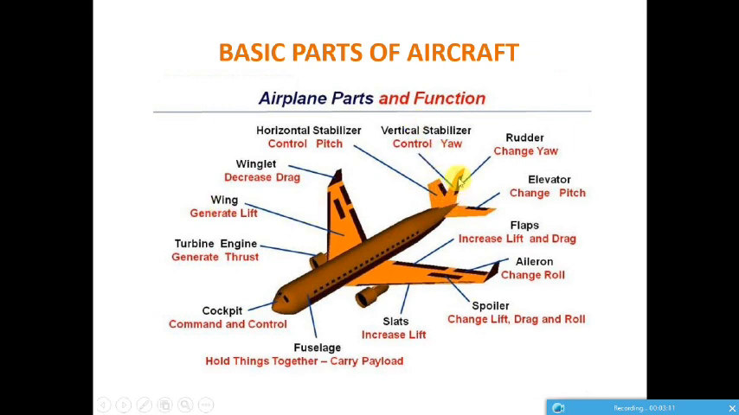The surface which you see here is the vertical fin or vertical stabilizer, and the small black surface behind it is called the rudder. The rudder serves the purpose of changing the yaw, I mean to turn the nose to the right or to the left horizontally.